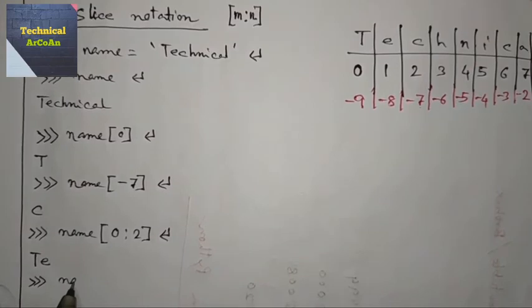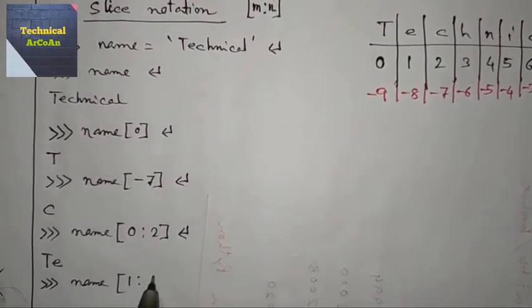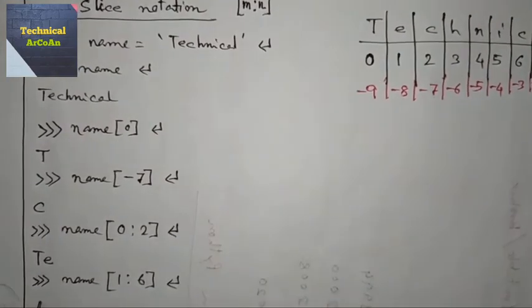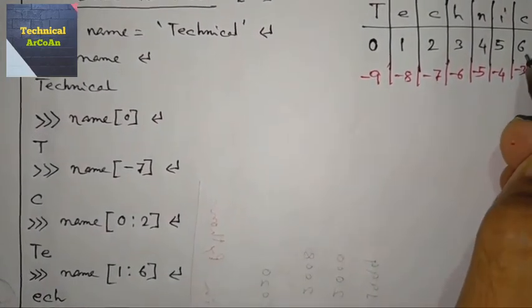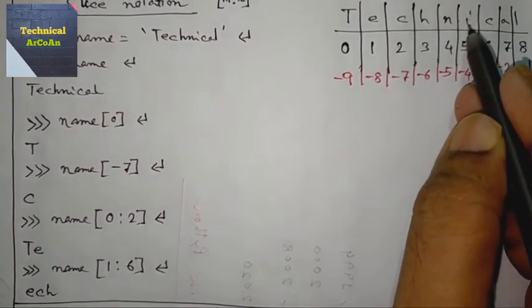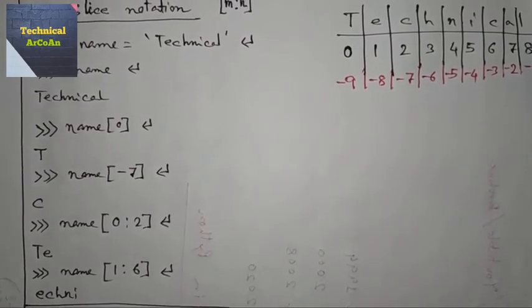For the second example, if we take name and suppose we take 1:6. So what will be the output? Position 1 will be E, so it starts from E. 6 is C, so we go up to 5, so go up to I. So ECHNI will be the output.